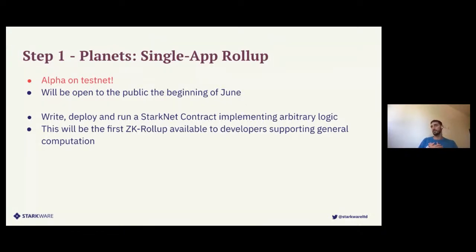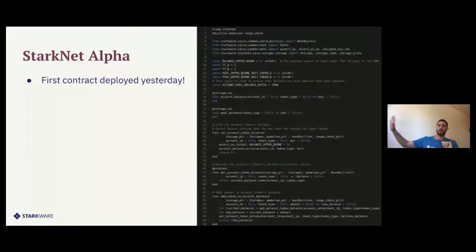And as far as I can tell, I hope I'm not mistaken, this will be the first ZK-Rollup that is available to developers that will allow them to just write arbitrary logic in contracts, deploy it in a network, send transactions to those contracts, and have those transaction blocks be proven on L1. So this is quite exciting. Here, I won't go into it because we'll have a lot of materials explaining it once it goes live, goes out to the public. But here you can see an AMM implementation in Cairo, which was deployed yesterday on our testnet.